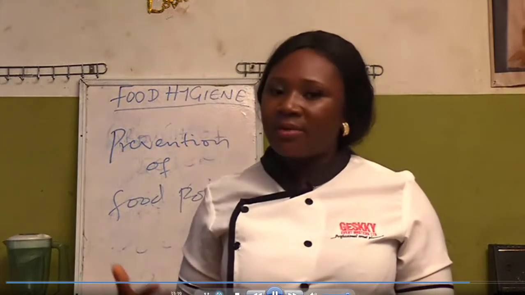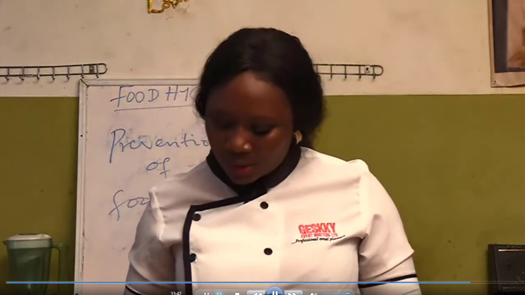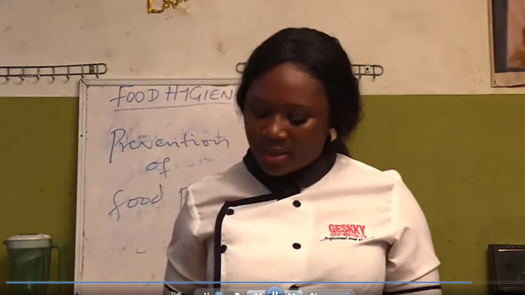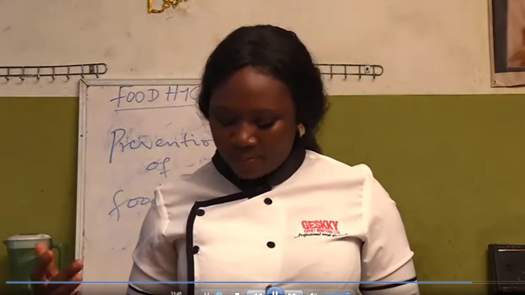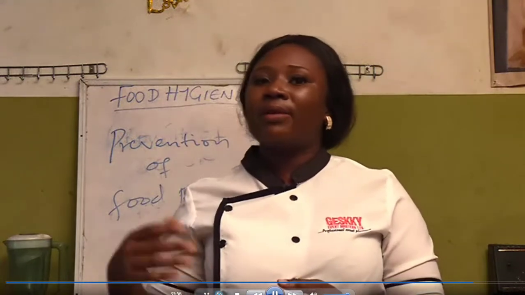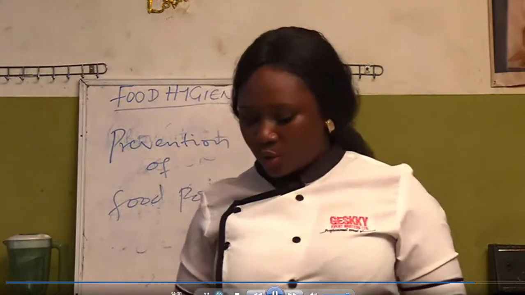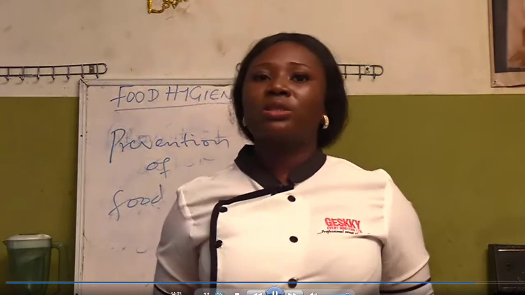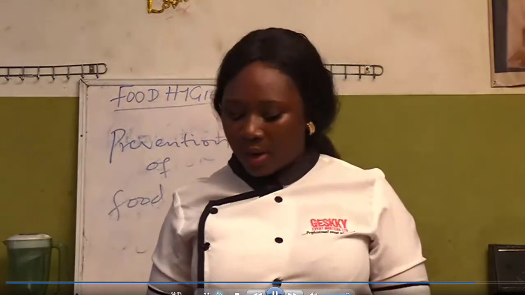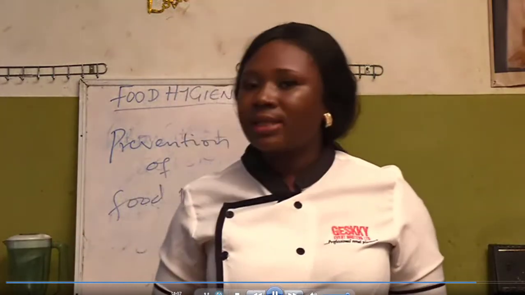We also have rodent infestation, which can be caused by rats or mice contaminating food. We have insect infestation, which includes flies, cockroaches, beetles, and silverfish. So we talked about rodent infestation, which can be carried by rats or mice. We have insect infestation, which could be carried by flies or cockroaches or whatever flies around. This insect infestation can occur from that.